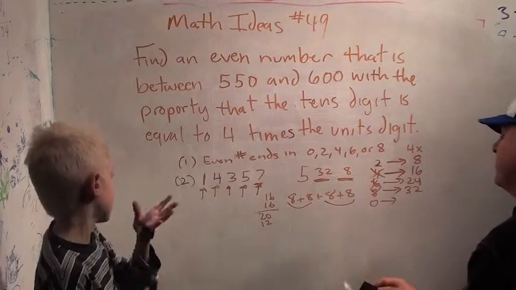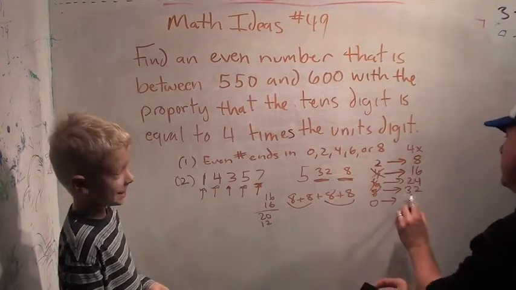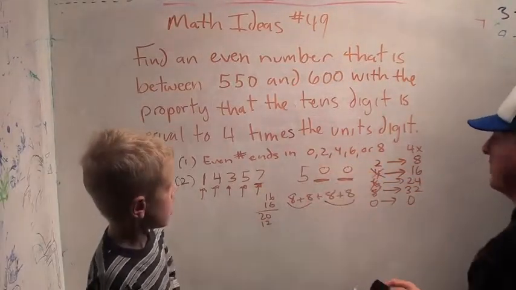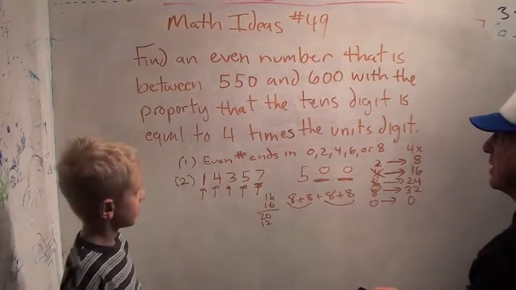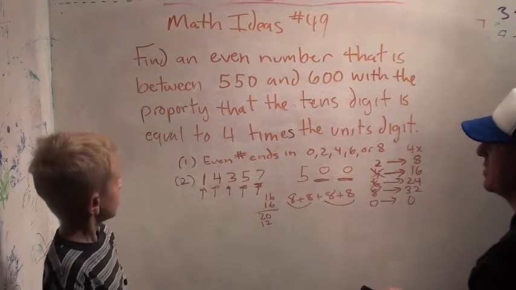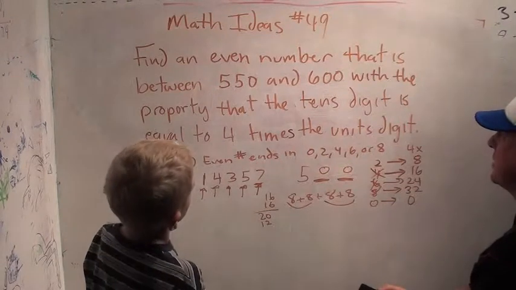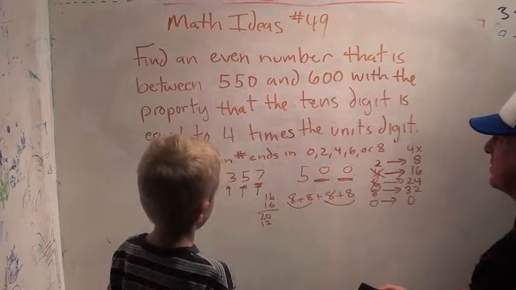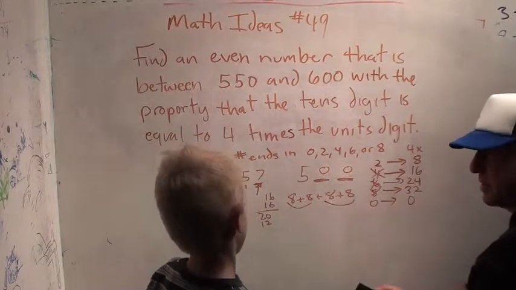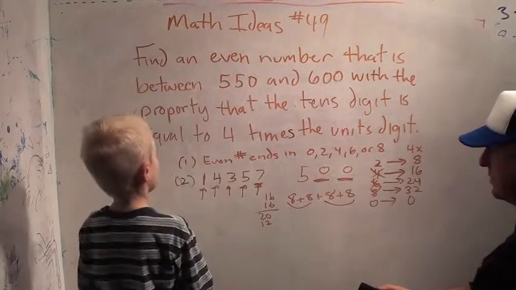What about 0? What's 4 times 0? Which is 0. Okay, so now this is interesting. We could have a number that goes 500. Now does that work, or is there something else in the problem that tells us that 500 doesn't work? Read the problem. Find an even number that is between 550 and 600. So does 500 work? No, because it's not between 550 and 600. Okay, so I guess 2 has to work.